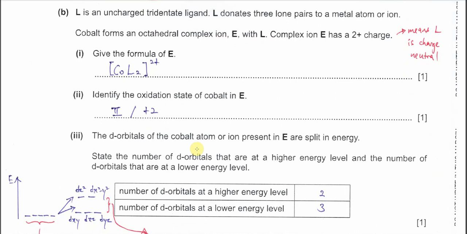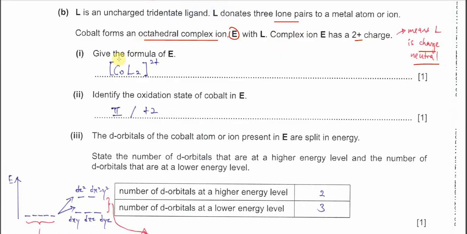Part B. L is an uncharged tridentate ligand. L donates 3 lone pairs to the metal atom or ion. Cobalt forms an octahedral complex ion E with this tridentate ligand. Complex ion E has a 2+ charge. So it's confirmed that this tridentate ligand is charge neutral.